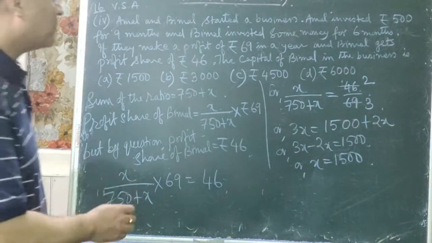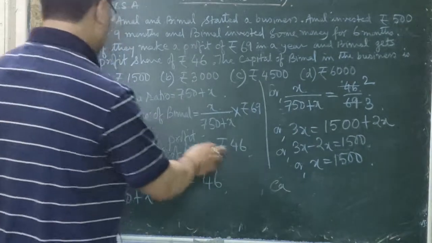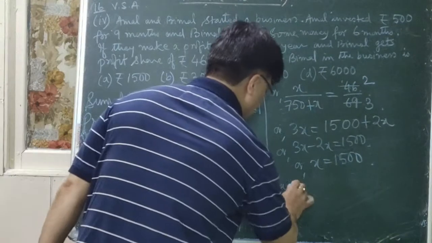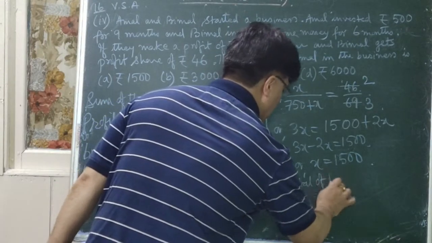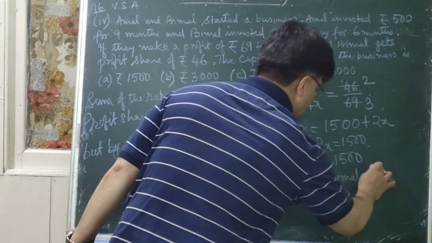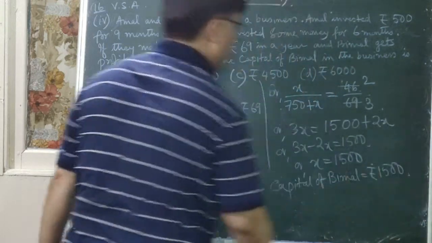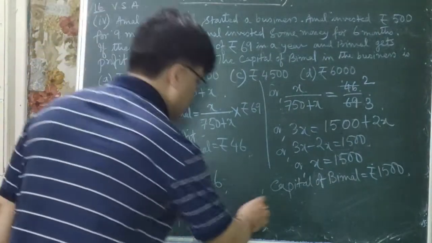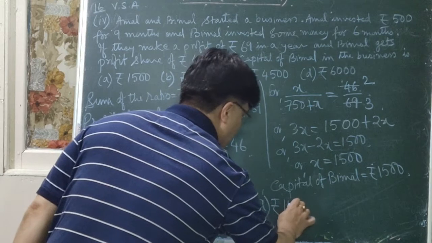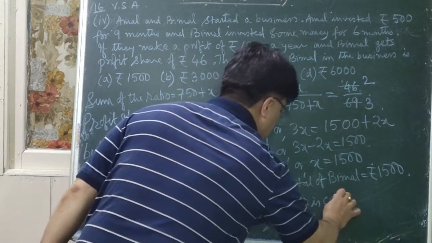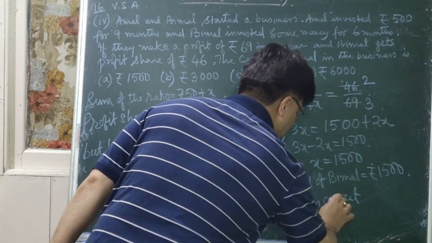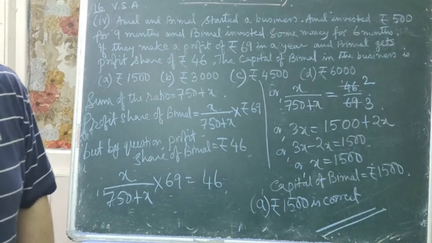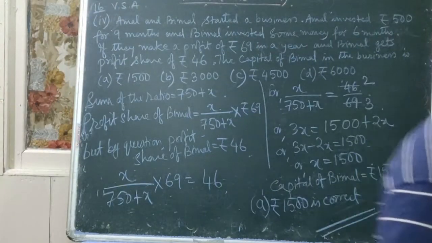So what is the capital of Bimal? x was the capital of Bimal. So the capital of Bimal is equal to rupees 1500. Is that clear? So which is the correct option here? Number A is correct. So number A, rupees 1500, is correct. So this is the answer. Now we'll do the next question.